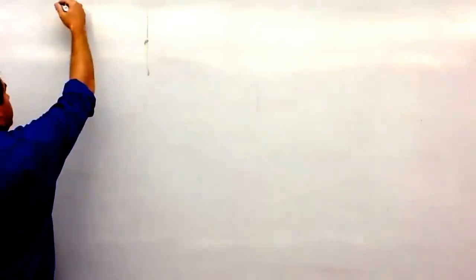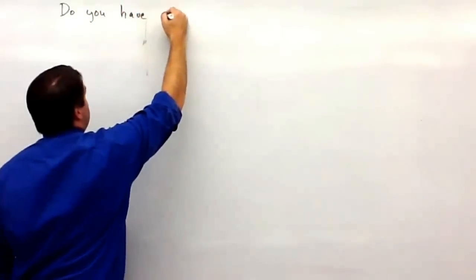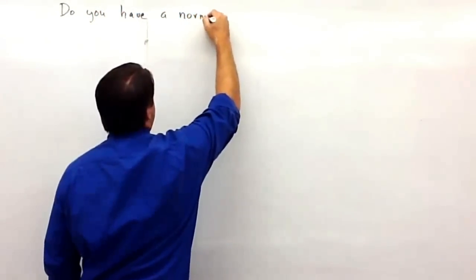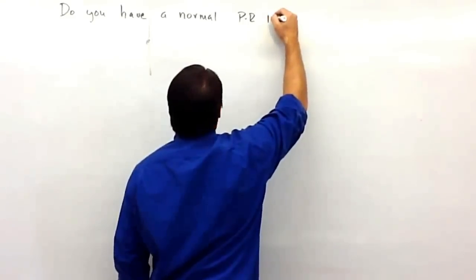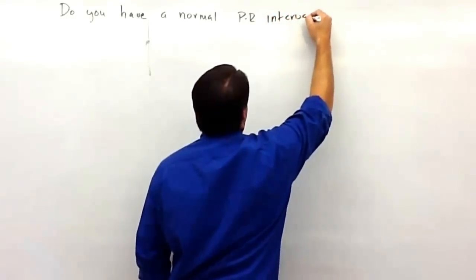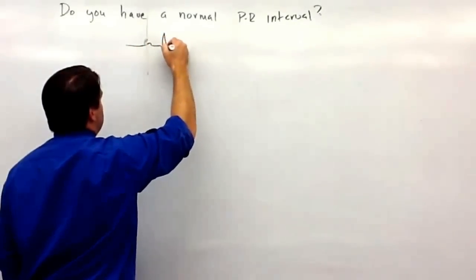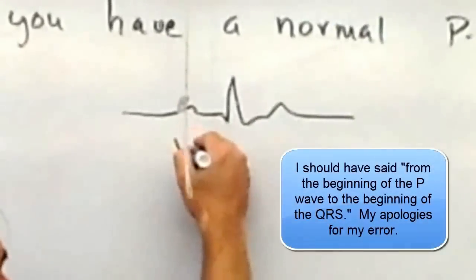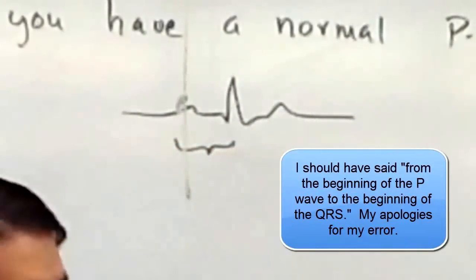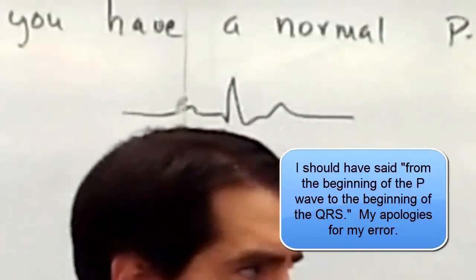Do you have a normal PR interval? So we're looking at the beginning of the P to the end of the R.